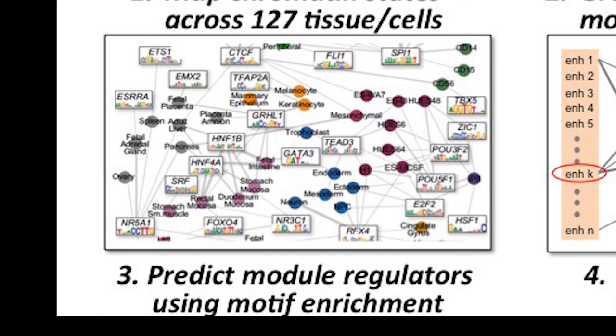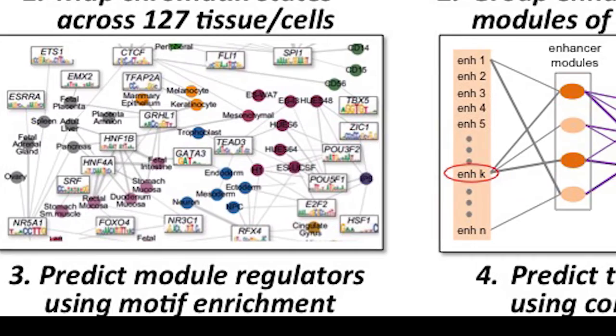And we can also look at the expression patterns of the regulator itself. And if the expression patterns line up, if they are coordinately active with where the enhancer is active, we can actually make a pretty good prediction that that motif is bound by that regulator, and that's what leads to all these regions turning on at the same time. Is everybody with me on this?